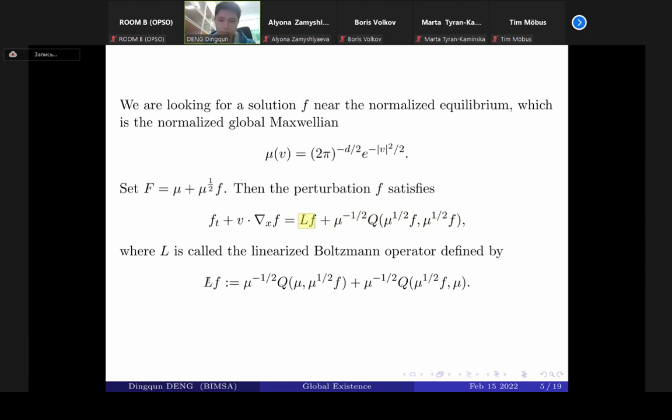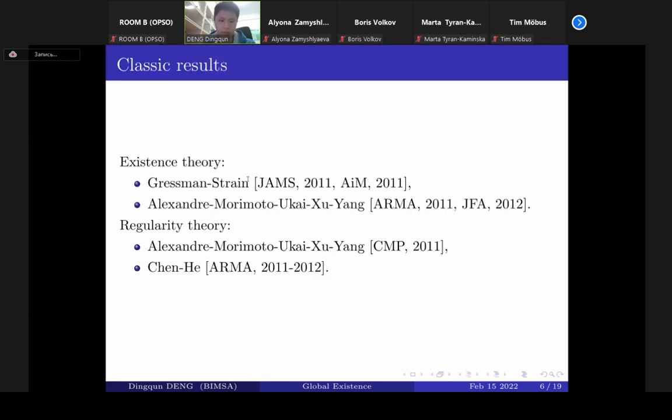All right. So I will introduce some classic results in this field. In 2011, Gressman and Strain gave a famous result on the existence theory of the non-cutoff Boltzmann equation in JAMS and Advances in Mathematics. And another group gave another proof in a different journal, and this is for the existence theory.